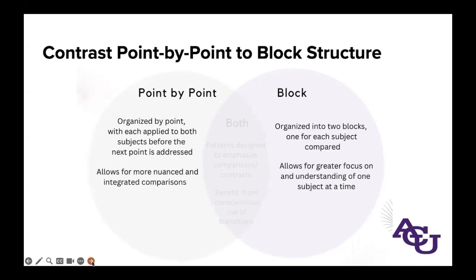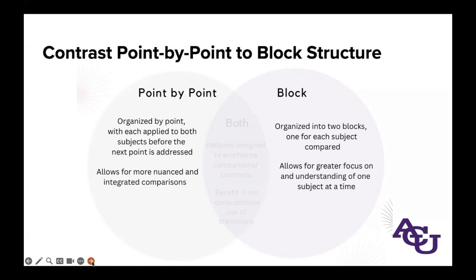A second difference is that point-by-point structure with its alternating pattern will allow for more nuanced and integrated comparisons and contrasts of the two subjects. By going back and forth between elephants and bees, you're going to be able to pinpoint and emphasize those differences a little bit more easily.